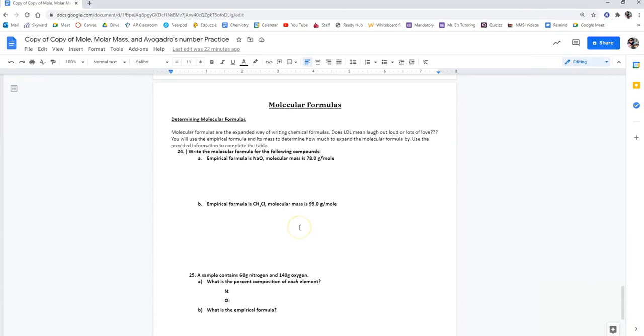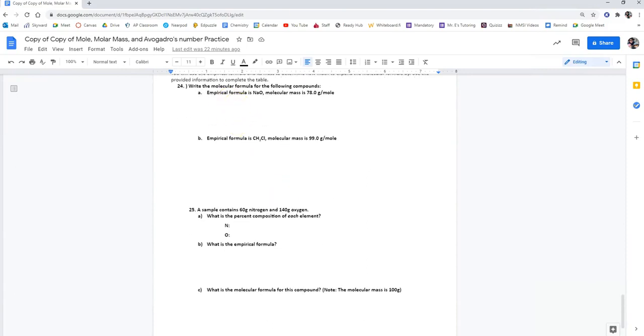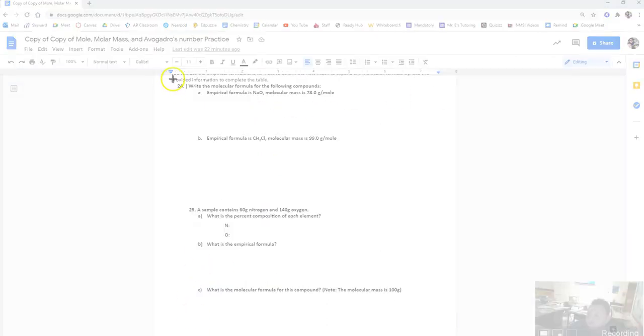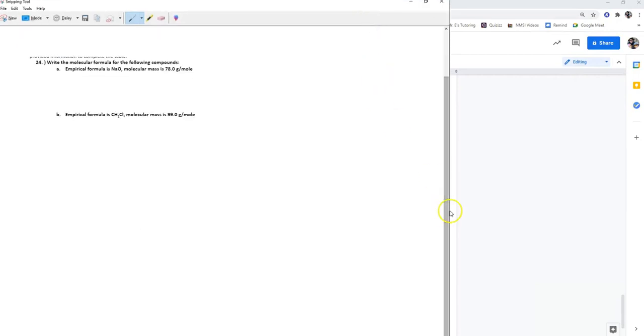Oh, look, we're at the end here. Molecular formulas. Let's do these. I don't know if I have room. I'll try to just do this question.